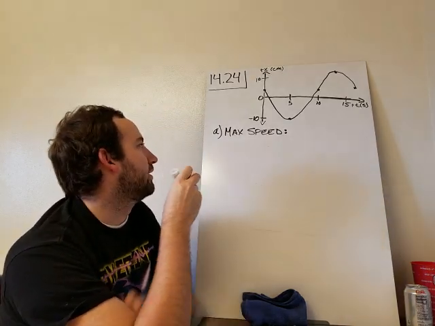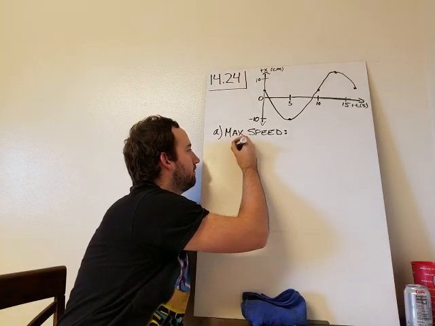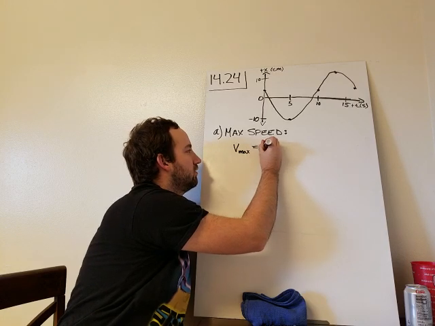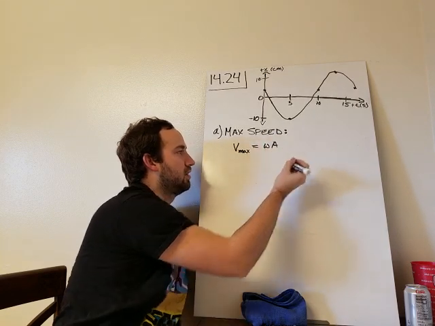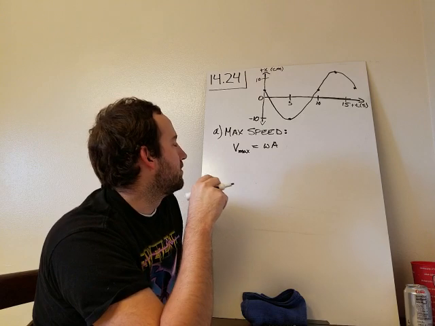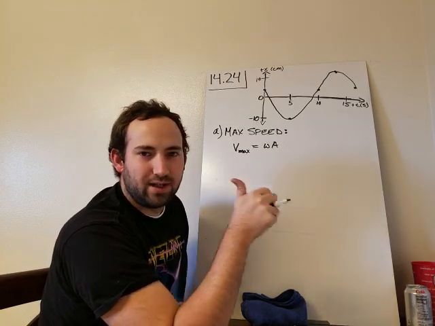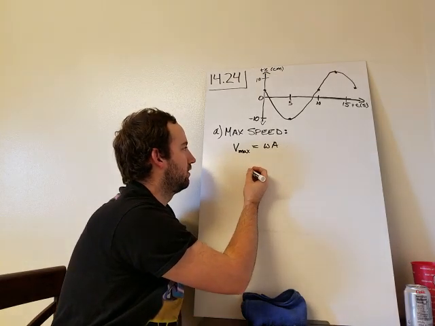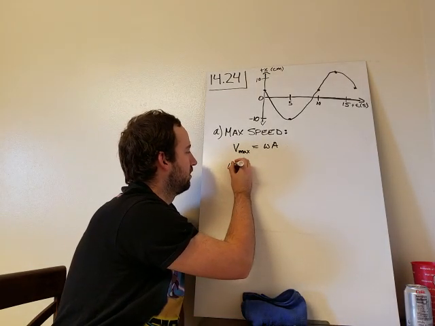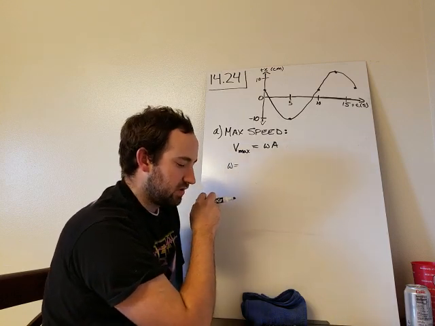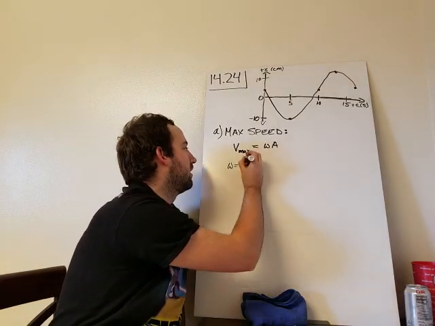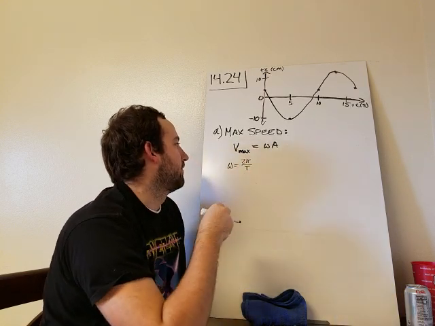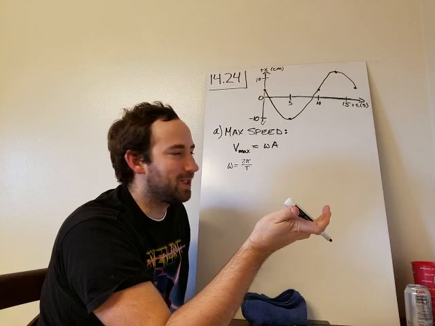And the way we do that is we know that the max velocity is equal to the angular frequency times the amplitude. And so we need to find the angular frequency and the amplitude. So let's find the angular frequency first. We know that the angular frequency is equal to 2 pi over the period. And so now we need to solve for the period.